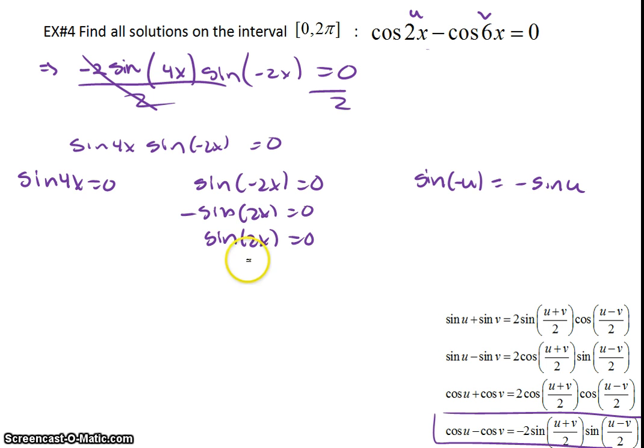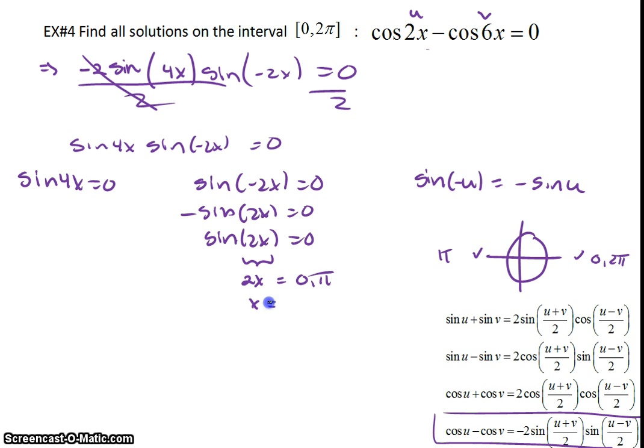Okay, so I need to know the sine of what angle, in this case sine of 2x equals 0. So if you have your unit circle in front of you, the sine of what angle gives you 0, and sine is the y-coordinate. So the y-coordinate is 0 over here at 0, 2 pi, and also at pi. And we want the interval between 0 and 2 pi, including those. So 2x is 0 and pi, or my x is 0 and pi over 2.